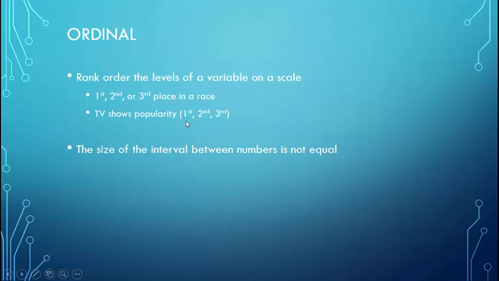So with numbers like 1, 2, and 3, first, second, third, all you know, in terms of TV show popularity, is that more people watched the first rated show than the second rated show. But you don't know anything about the difference between these two numbers. If you think about the week when the Super Bowl is on, the most popular TV show is going to be the Super Bowl by many, many, many more people than whatever the second rated TV show is that week.